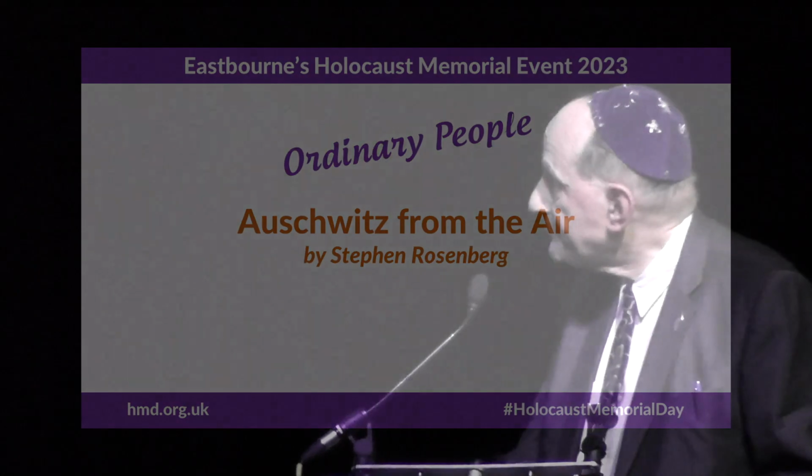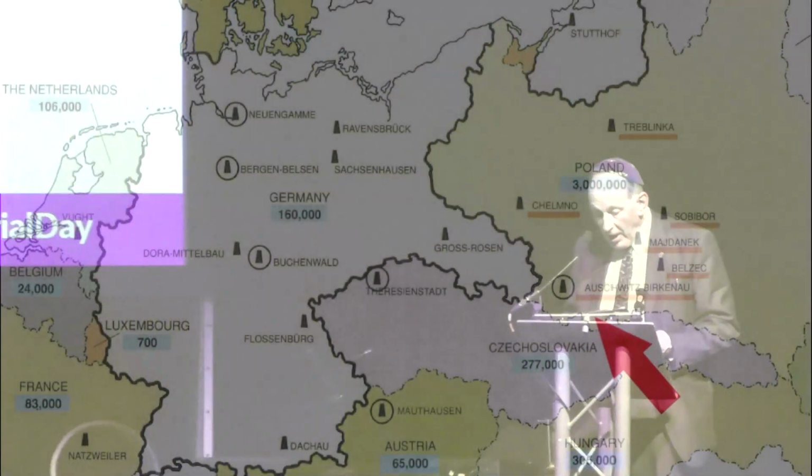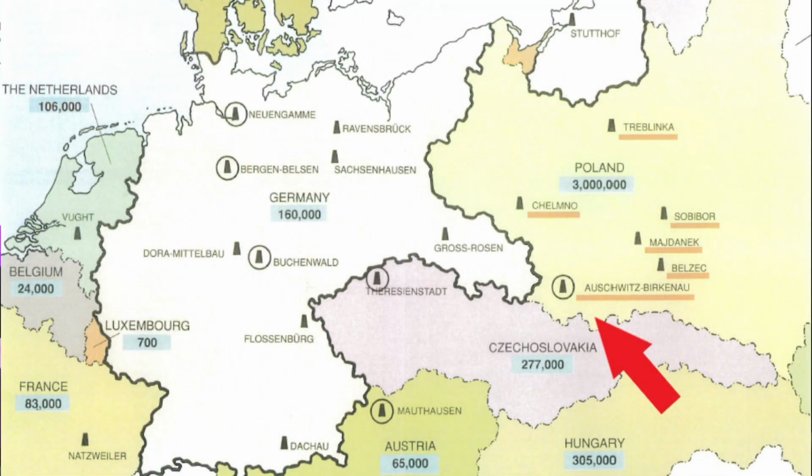Auschwitz from the air. Where was Auschwitz and why was it created? Auschwitz was in southern Poland, just over 30 miles west of Krakow. It was in an area of Poland that the Germans decided to incorporate into the Reich.